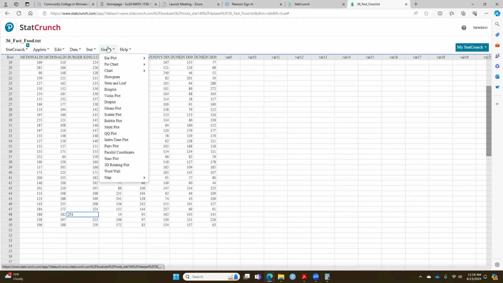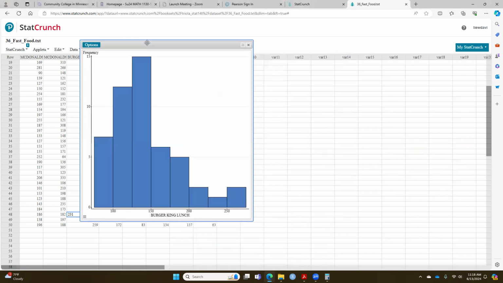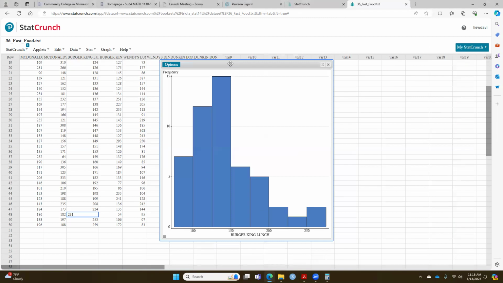So I just mentioned how you draw a histogram here. Hit graph, hit histogram, and pick a column in this case. And you just hit compute. This is the fastest way to build it. If you do this, you let StatCrunch be in charge of your class boundaries. Remember, these numbers are your class boundaries here.